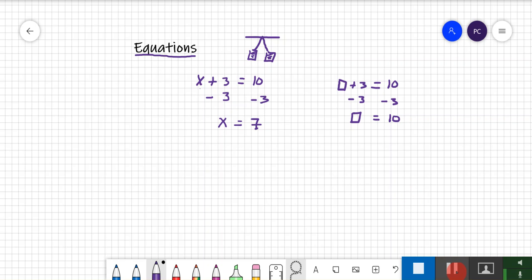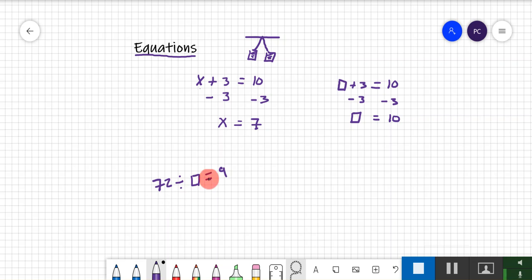So let's look at a couple of examples. Let's say we had 72 divided by box is equal to, let's say, 9. I want you to pause the video and think about how you would solve this. How would you go about solving it?